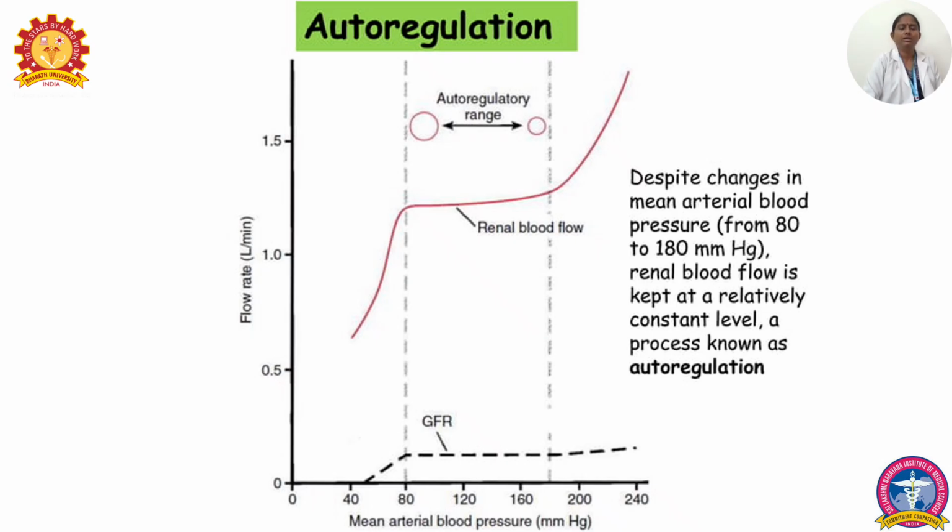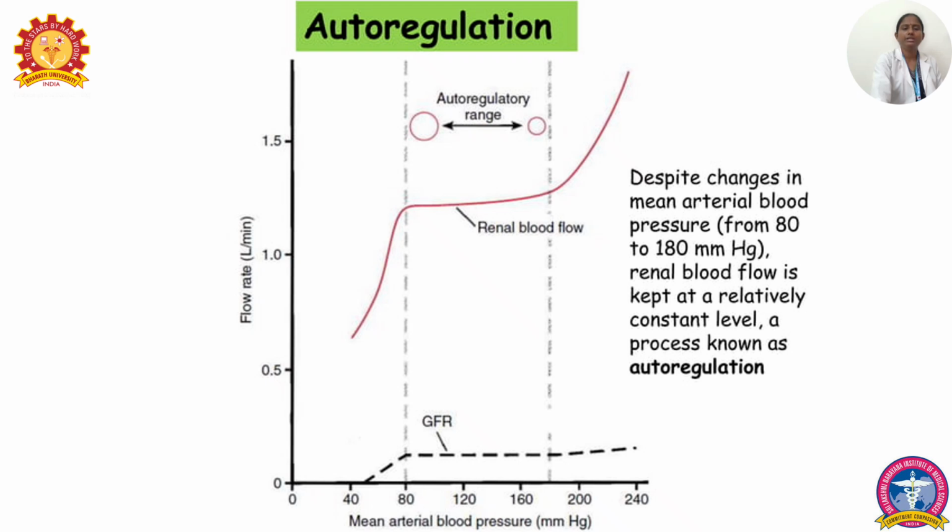So this regulatory mechanism to maintain GFR at a constant rate, which is called autoregulation, is carried out by the above two theories which we have discussed. So this graph you can note down. It explains the autoregulatory mechanism.